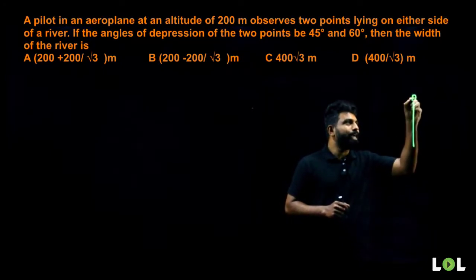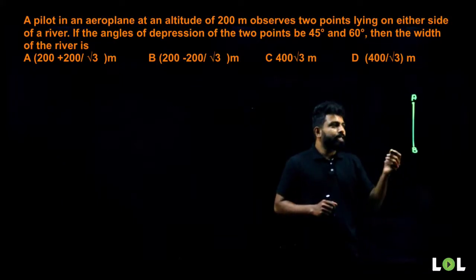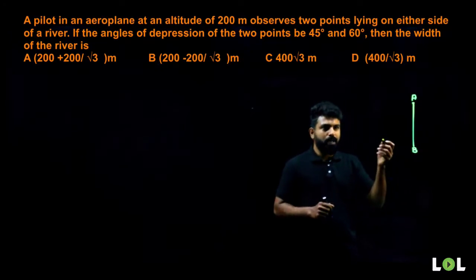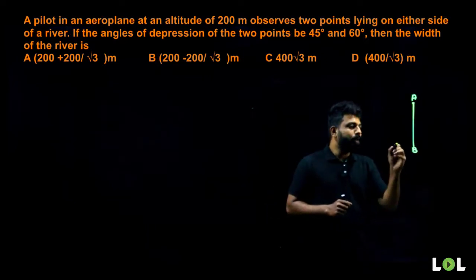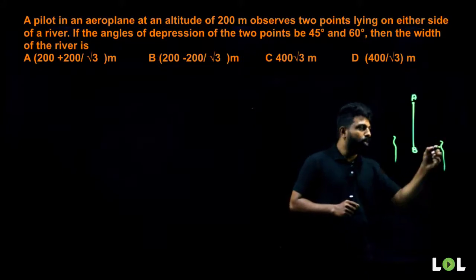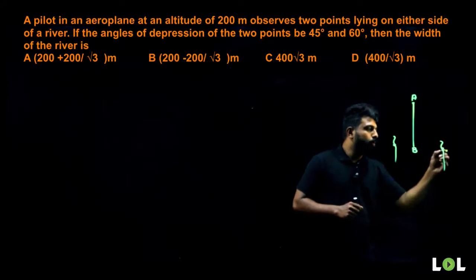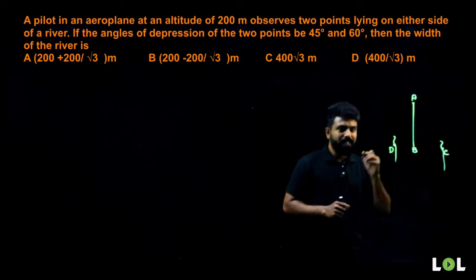So I'll take this point as A and the bottom point as B. So then is observing 2 points lying on either side of the river. The angle of depression of both the 2 points is 45 and 60 respectively, meaning there is one river that is flowing. So there are 2 points on either side of the river. I'll consider those 2 points as here. So one point I'll consider it as C and the other point is D.